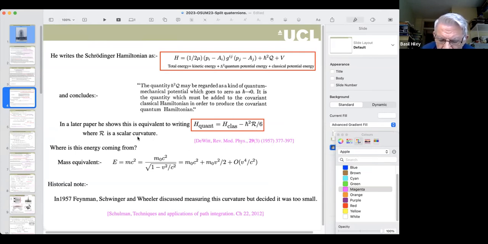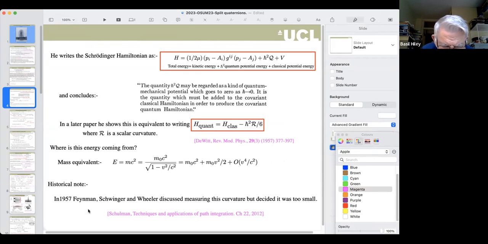So one can have a sort of rough idea, where is that energy coming from? Well, when you go to quantum relativity, you have a mass equivalence, and then you have this relation: rest mass, kinetic energy, and what's left over. Is what's left over got anything to do with this extra energy?